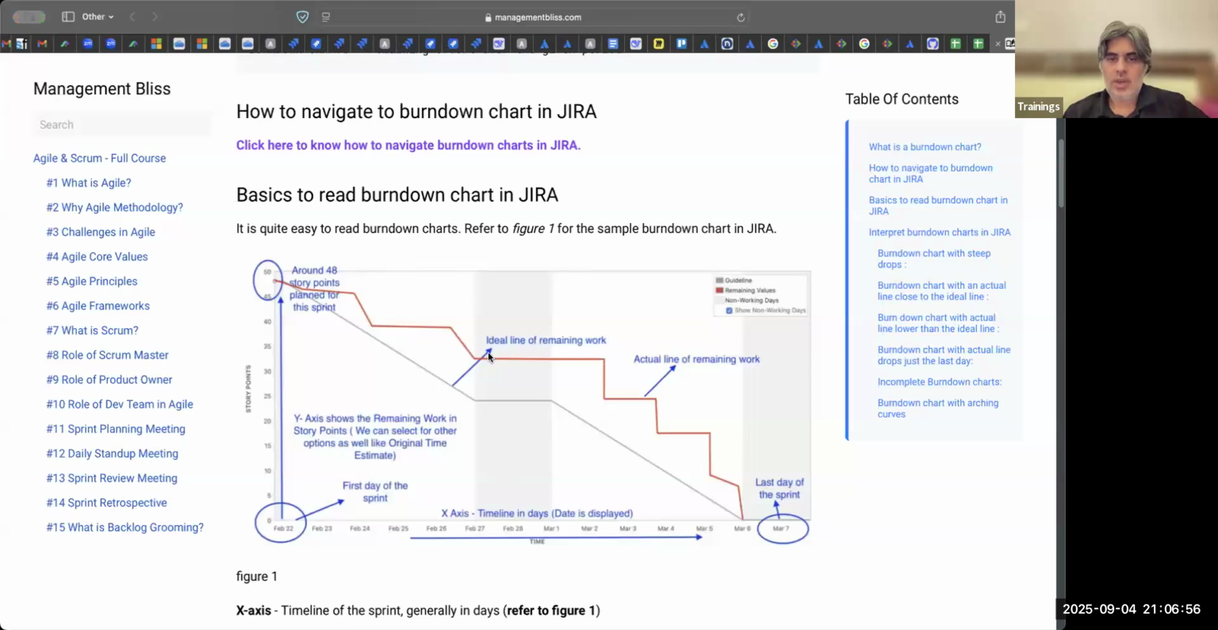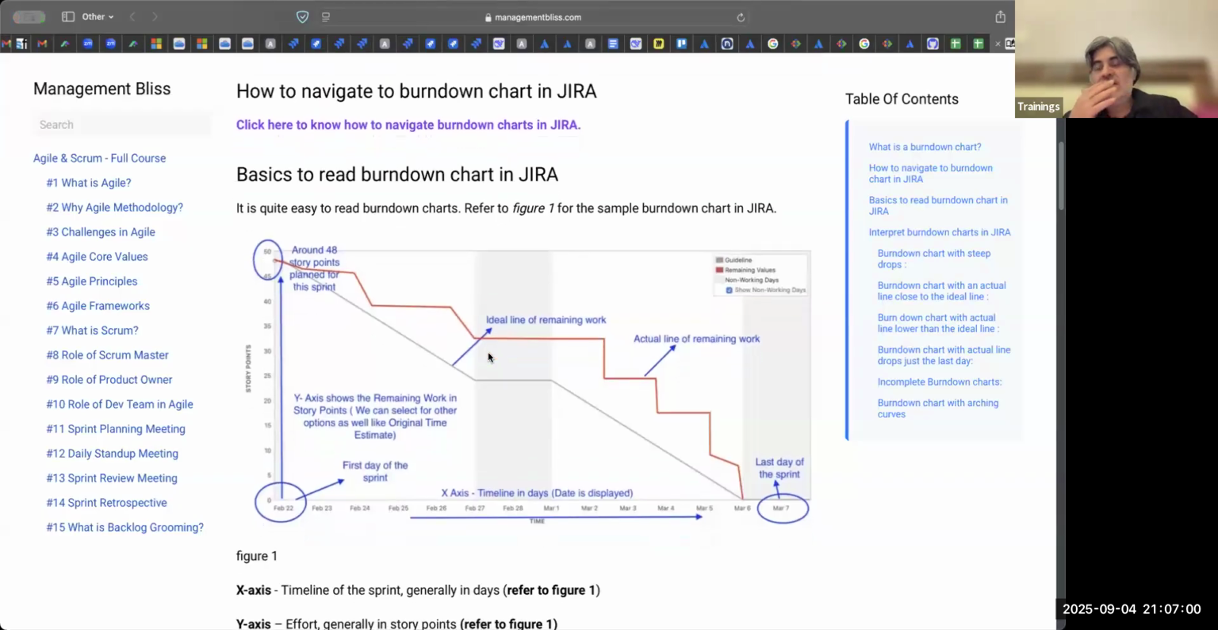You guys are able to see the screen, right? Okay. So this is the burn down chart. The burn down chart basically tracks your sprint progress. It has only one line. This gray line is an ideal line. Forget about it for now. The only line of notice in this chart is the remaining work line. How much work is pending on a day-to-day basis?